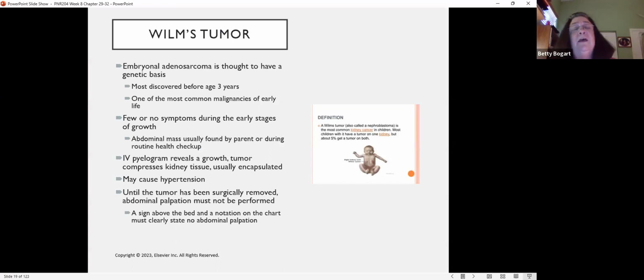Now, Wilms tumor is an adenosarcoma. It's on the kidneys. What is interesting about it? It's also called a nephroblastoma. Usually, males, African American, about age 3, we find it. Very difficult to find because it's a tumor in the abdomen. And usually it's quite large when we find it because they're urinating, everything looks good. They've got this big mass.